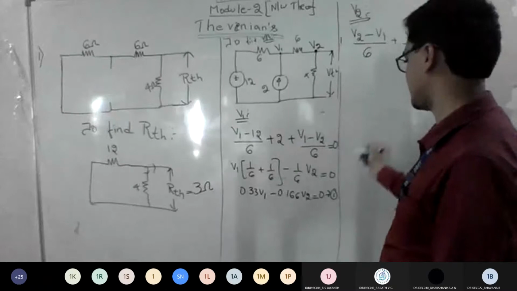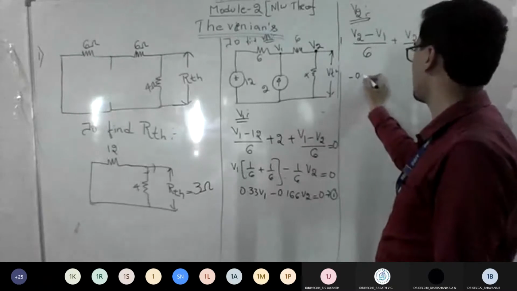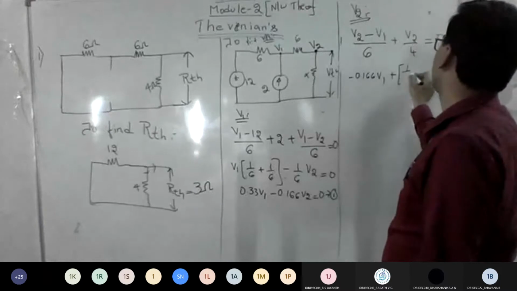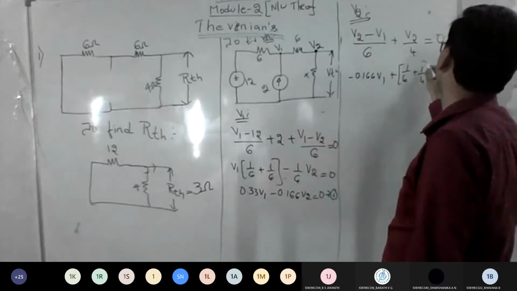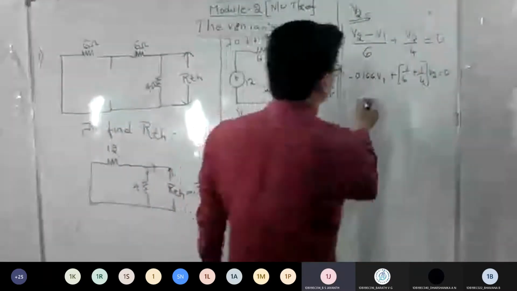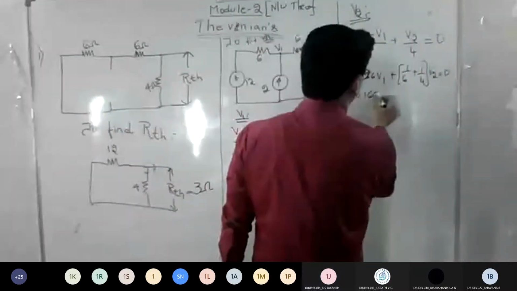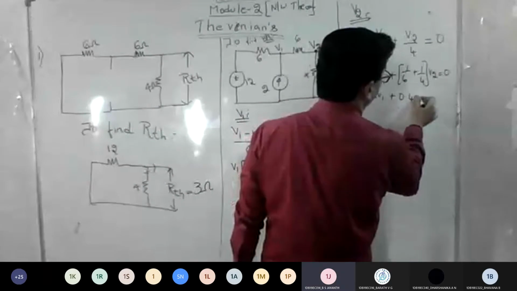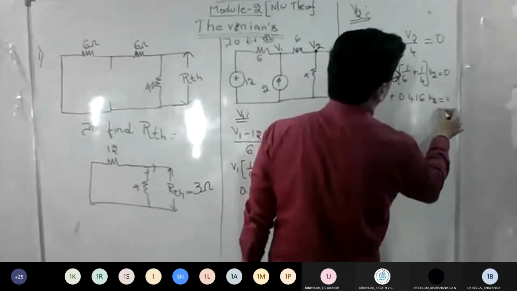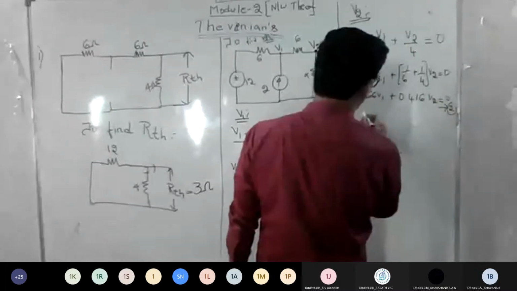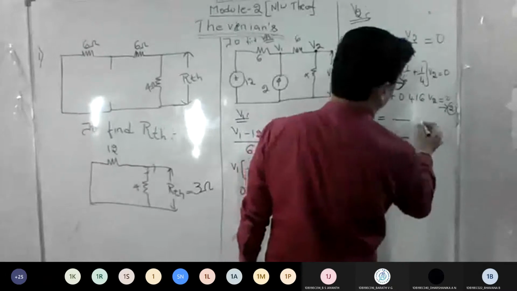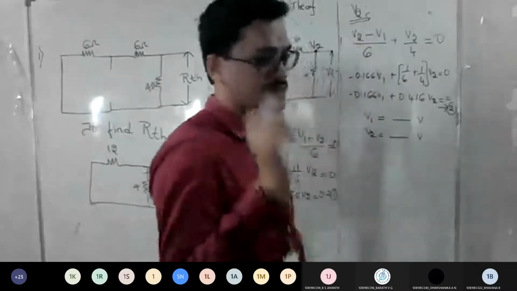So again it's minus 1 by 6, I think it's minus 0.166 V1 plus, check out, 1 by 6 plus 1 by 4 V2, how much? 0.4166, sir. Okay, let me write this. 0.416 V2 equal to 0. So this is equation number 2. So solve V1, V2 and tell me what is the answer. What is V1 answer you got?